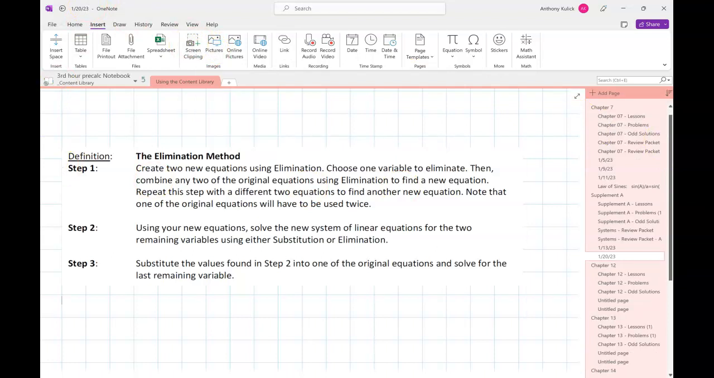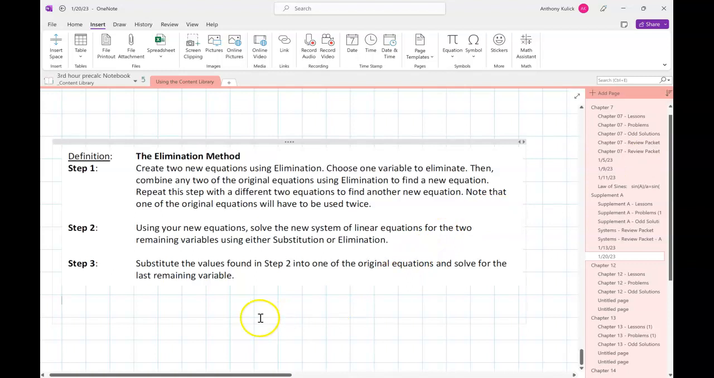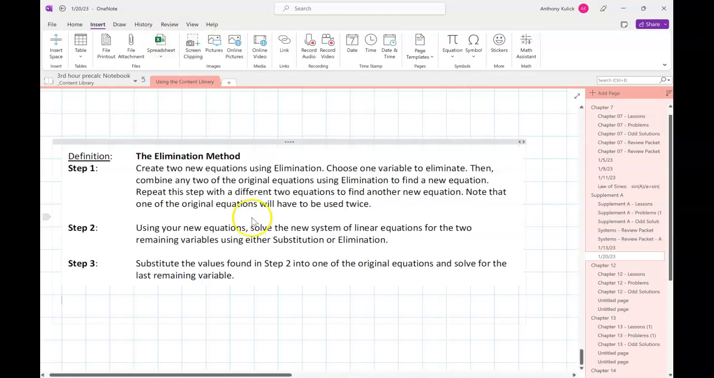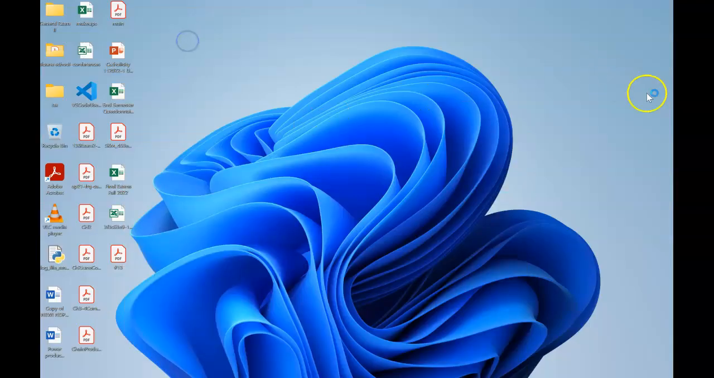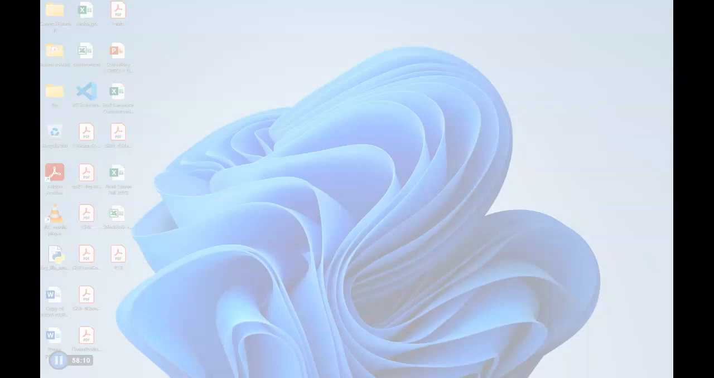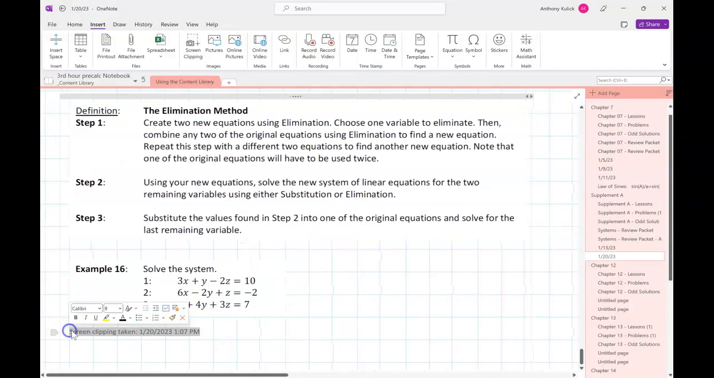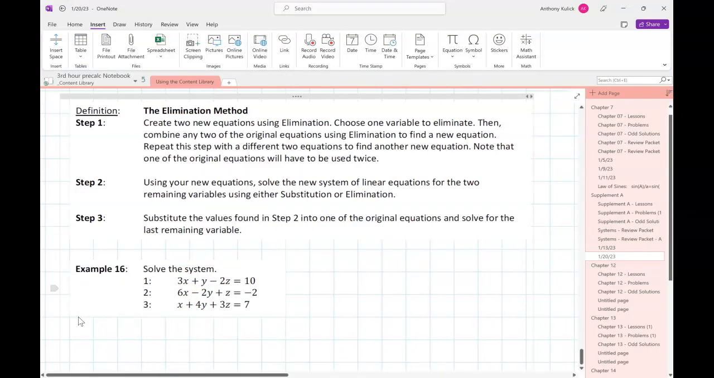Let's go ahead and use this example here. So we're going to solve this one with elimination.